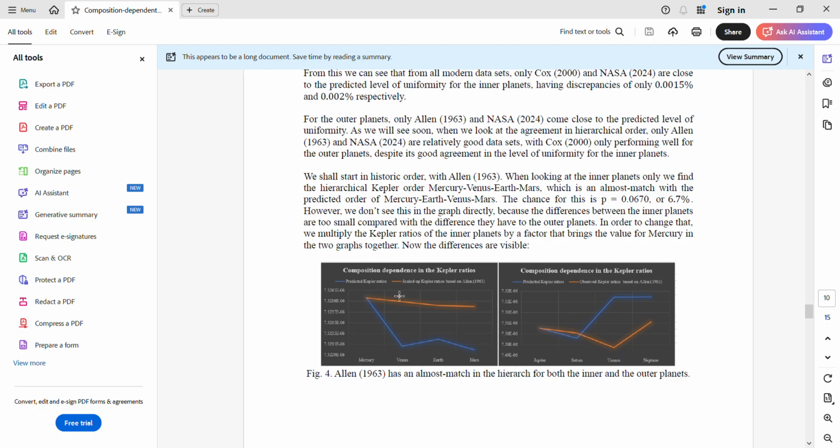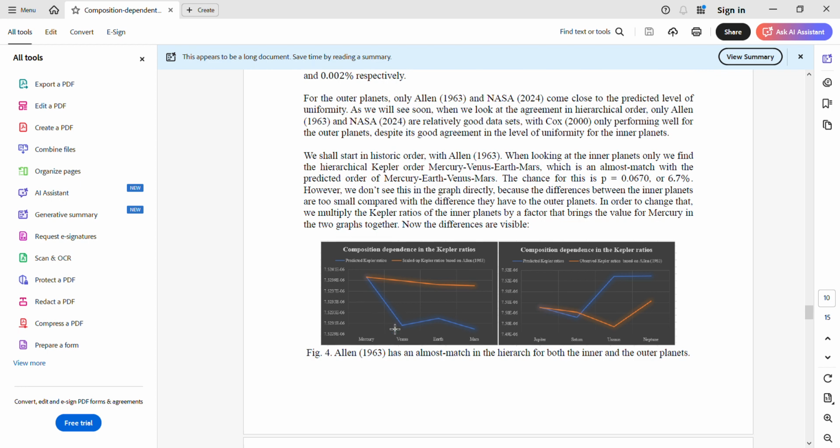planets and the outer planets, and look at the hierarchies separately. When we do that, for example, for Allen 1963, we find pretty good agreement in the hierarchy here. Not perfect, but slight agreement here. And then here we see it goes down, up, down, and here we see it goes down. So basically, what I did is I just took the inner planets and looked at the hierarchical order that is predicted. And using Excel, you can do that very quickly. And you see, okay, the hierarchical order is pretty good.